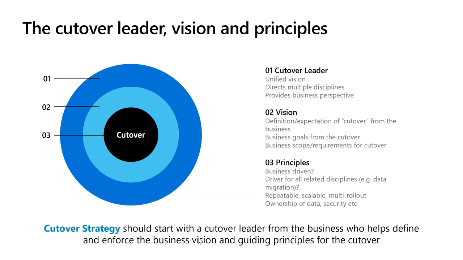So we want to start with kind of making a recommendation that you think about having a cutover leader that you nominate from the business. And the idea behind that is that this cutover leader gives a unified vision of what needs to happen as part of the cutover. There are multiple disciplines involved in the cutover. It's the data migration teams, it's the change management teams, it's the business teams that need to validate it, it's the partner teams, sometimes there are ISVs involved. There's lots of different parties involved in that process.